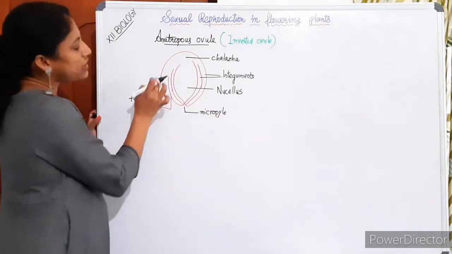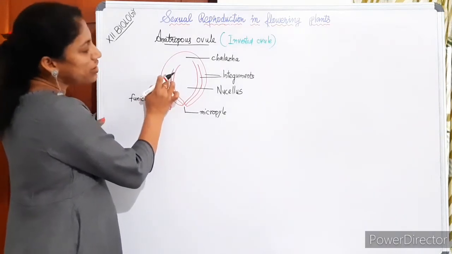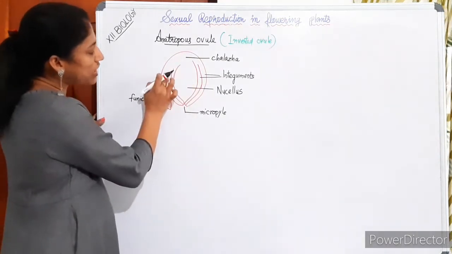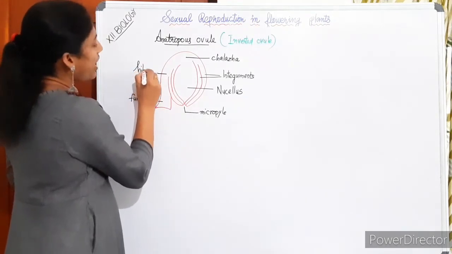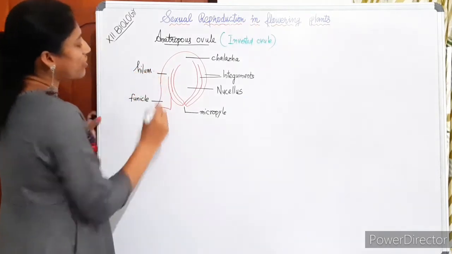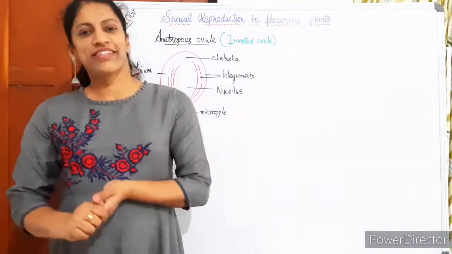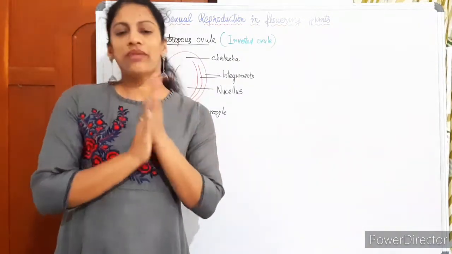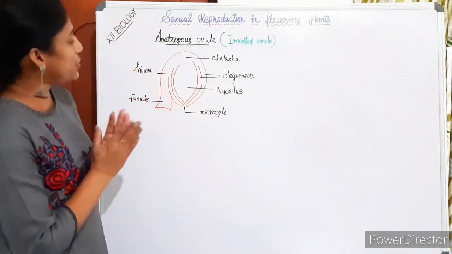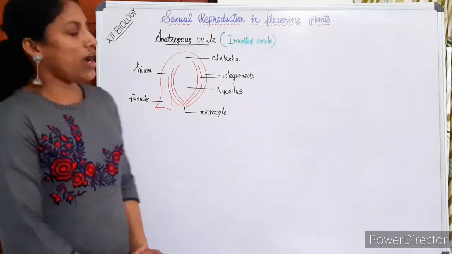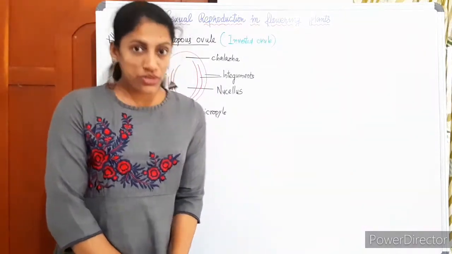And the funicle is attaching to the body. Where the funicle attaches to the body, that space is called hilum. Hilum is the region of attachment of the funicle to the body. The stalk attaches to the body of the megasporangium at hilum. Hilum is the region of joining. And this is the structure of an anatropous ovule.